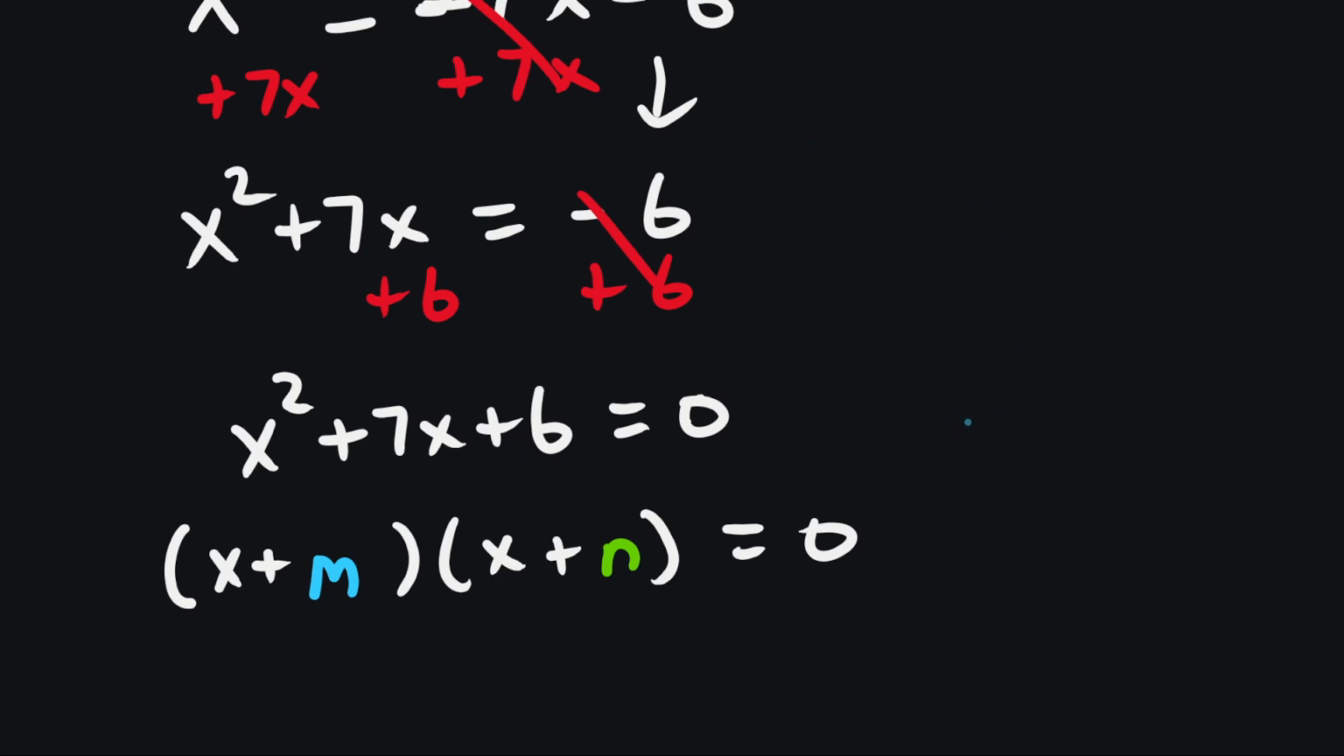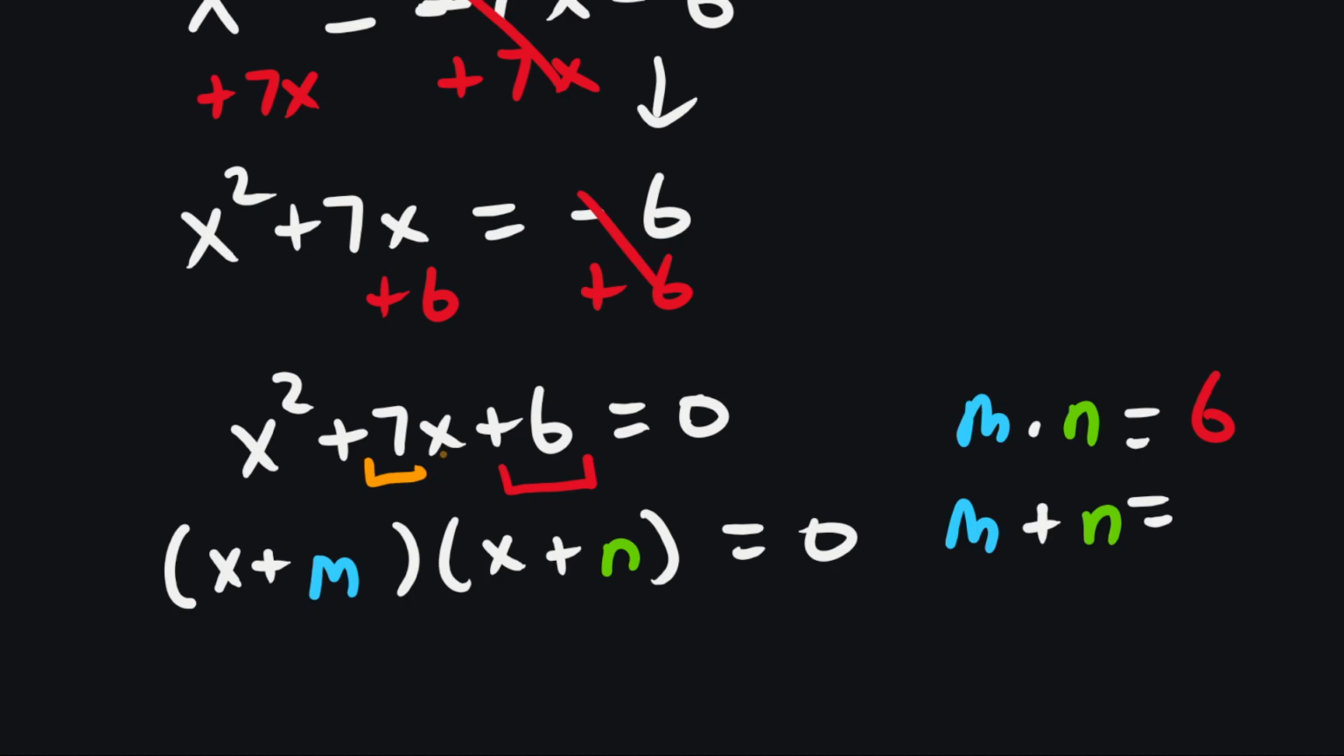We are looking for these 2 numbers where if you multiply them, m times n will give you the c term. And what did we say our c term was? That's our 6. And so m times n will give you 6. And then m plus n, so if you add these 2 numbers, it will give you the b term, which is 7.